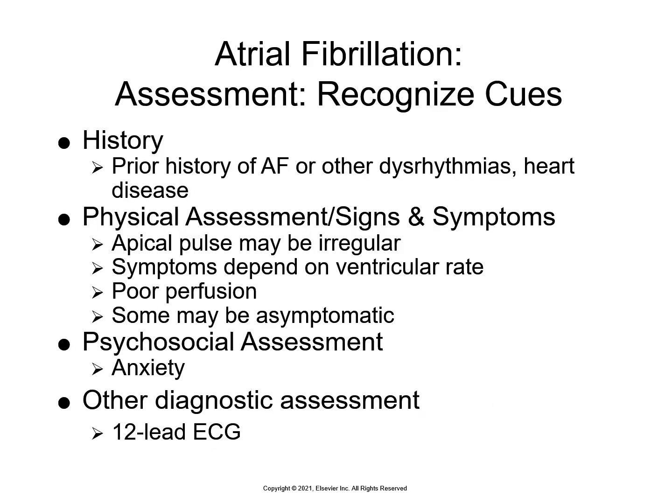So what do you have to do? Of course, we're going to do a history. You're going to look at a prior history of atrial fib or other dysrhythmias. You're going to look for heart disease. What are their labs? You're going to do a physical assessment. You're always going to assess an apical pulse, because you can't really feel a good one. You have to count it for a minute because it's irregular. So you want to count it for a full minute to get your pulse rate. It will be irregular.